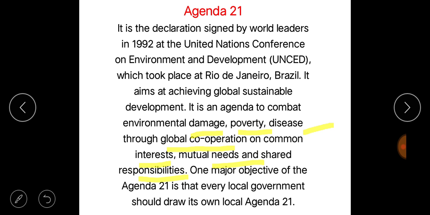Now, there was a declaration signed by all that we should achieve global sustainable development. We should do development, but not at the cost of the future generation. We should not do that development which will put our future generations in trouble. The major object of Agenda 21 was that every local government should draw up its own Agenda 21. So this was Agenda 21.